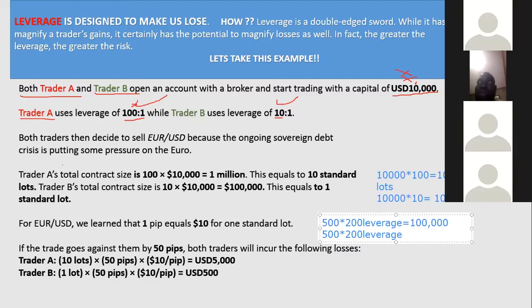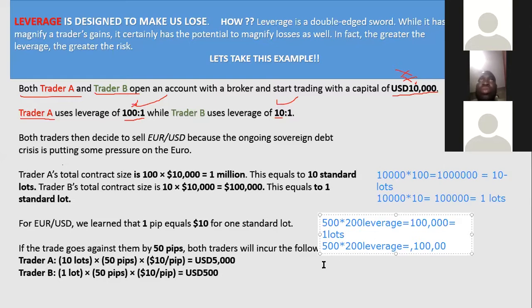So Empress has 100,000. I also have 100,000. Both of us can spend 100,000 worth of currencies. That is the same as one lot. So both of us have one lot to spend on a particular currency.